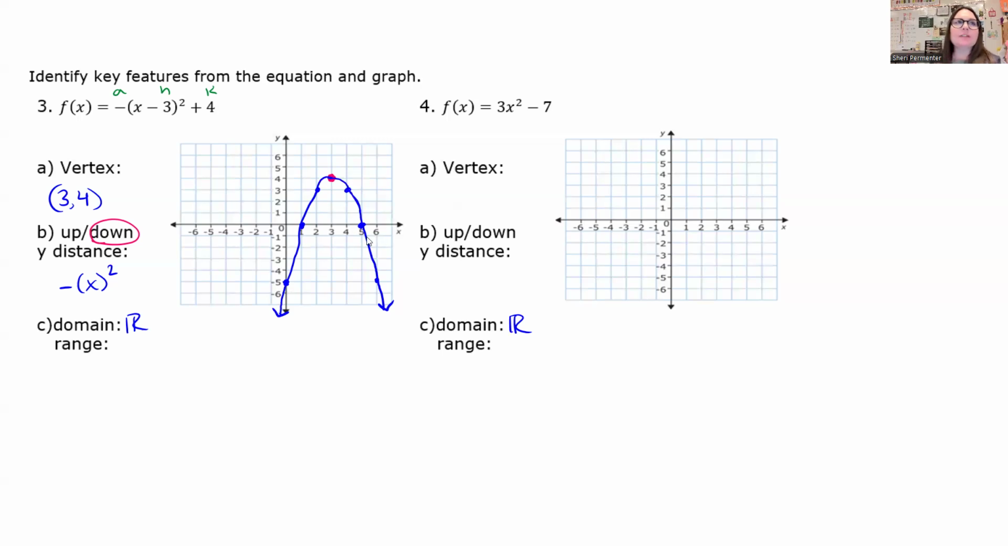Once I have my graph, I can identify my range. So my range, is it going to be greater than or less than? Less than, because it's facing down. And remember that it's directly from the K value. So 4.